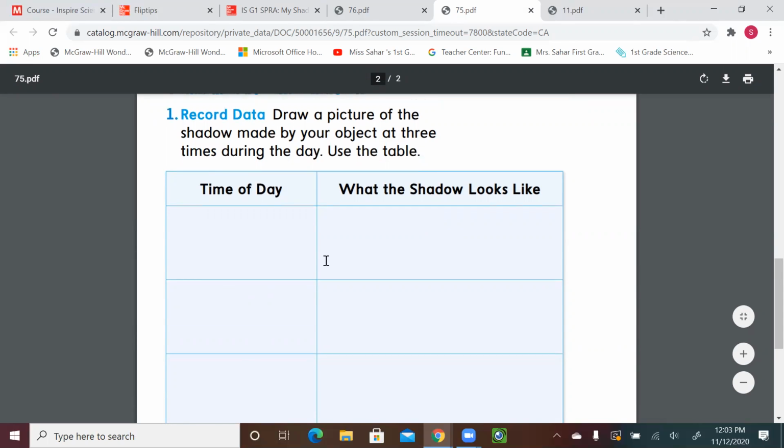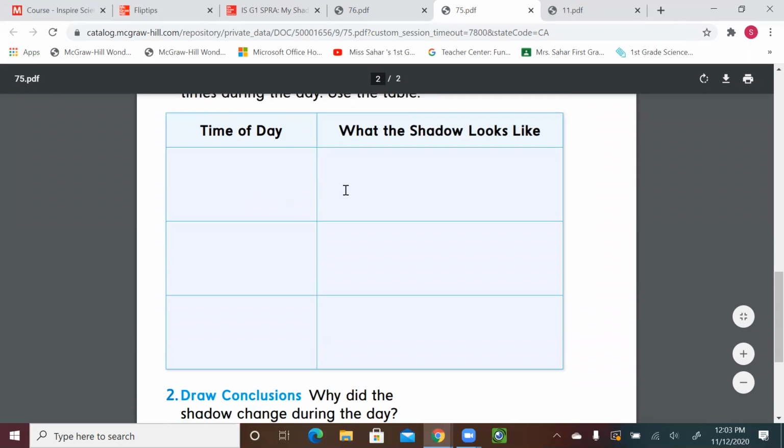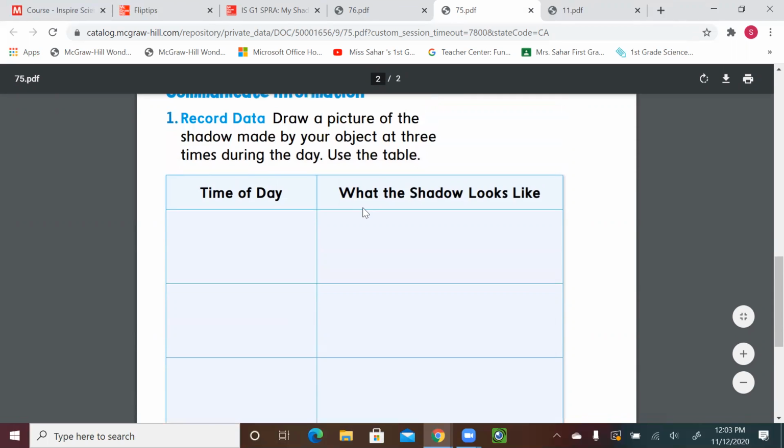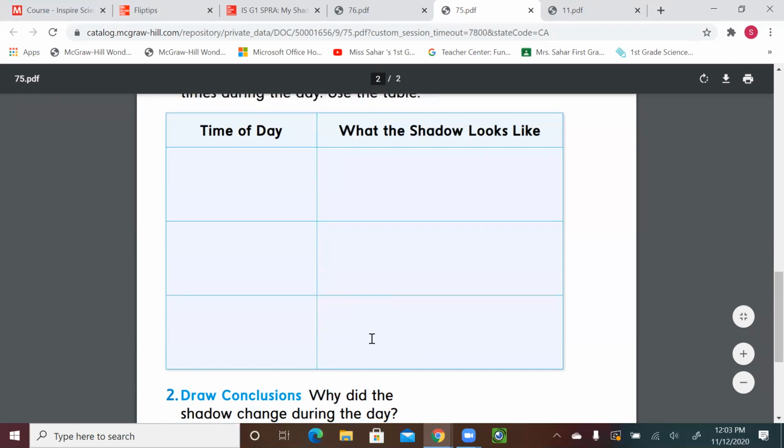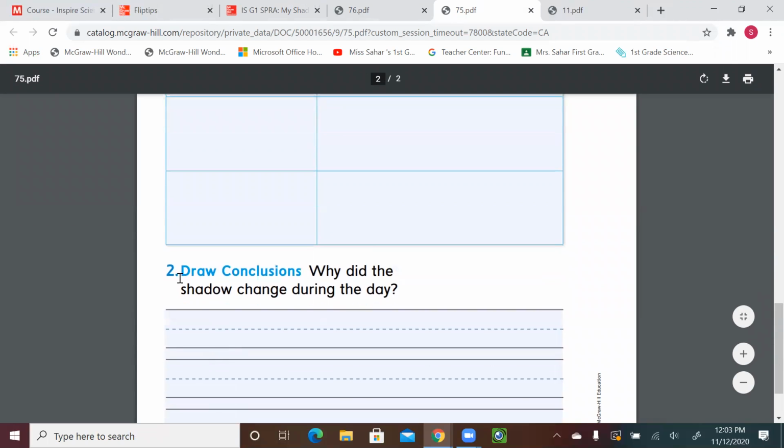And of course, when it's a sunny day, then you can put the time and draw it here or explain how the shadow looks like. So you can say long or short, or short again, or long. All right. Draw a conclusion. Why did the shadow change during the day?